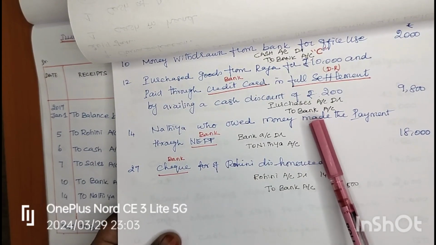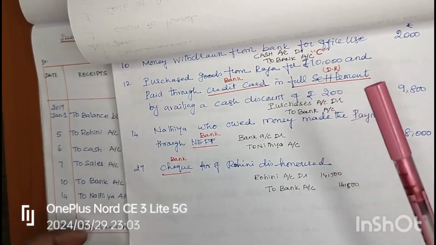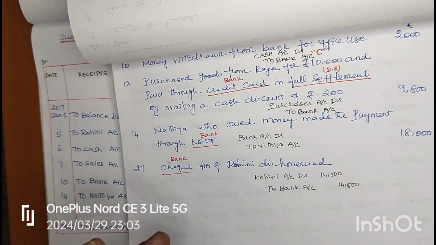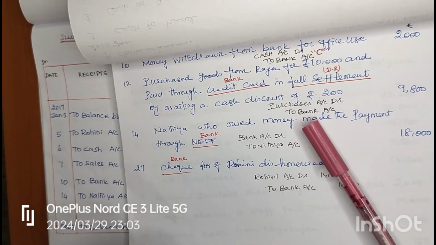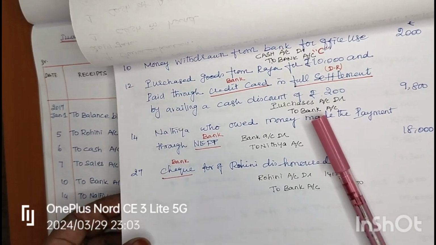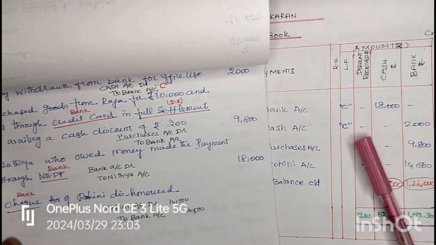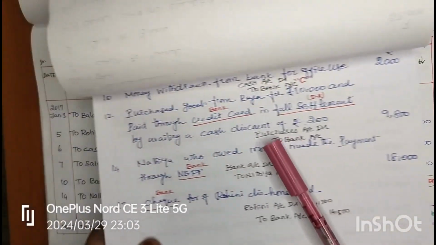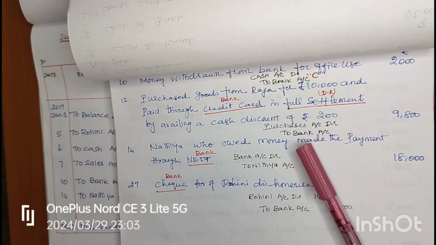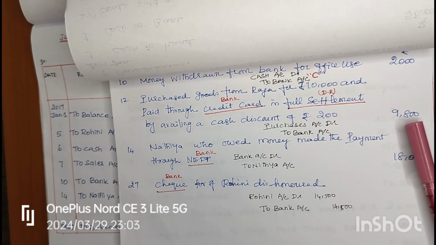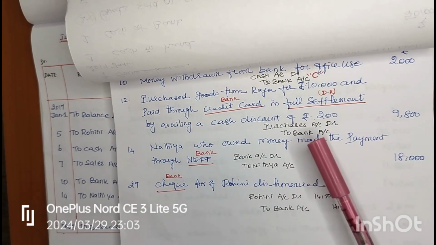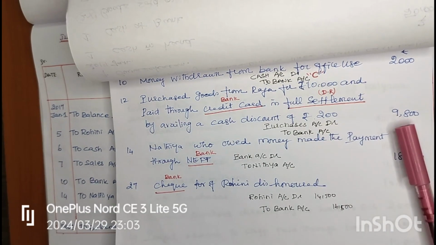So where is bank? You have to see in the 3-column cash book, bank account, cash account and discount account. So where is bank here? Bank is on credit side. So we go to credit side. In bank column, you have to enter 9,800. So on credit side bank column, you have to enter the 9,800.